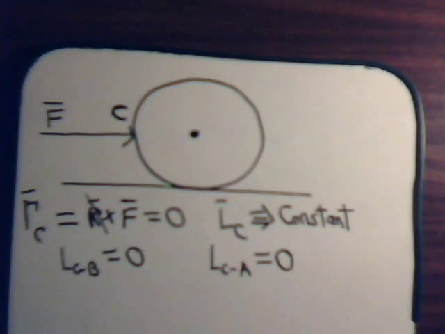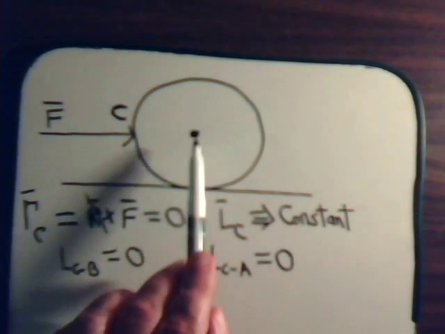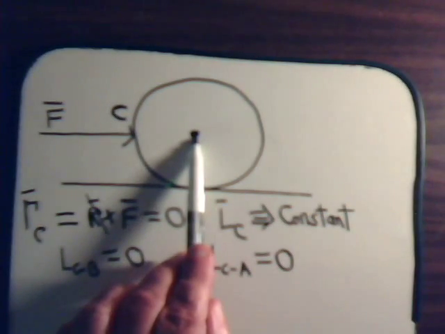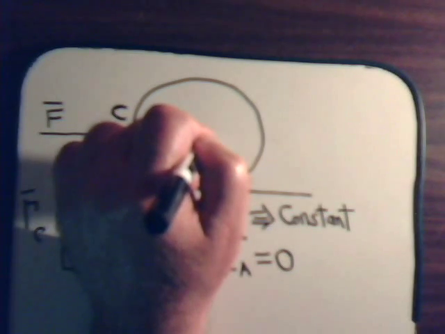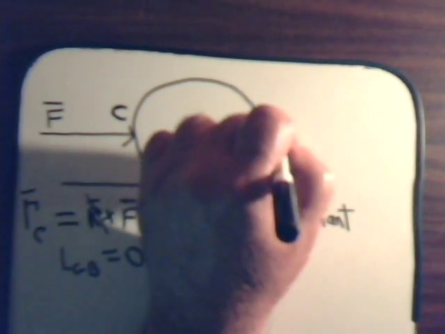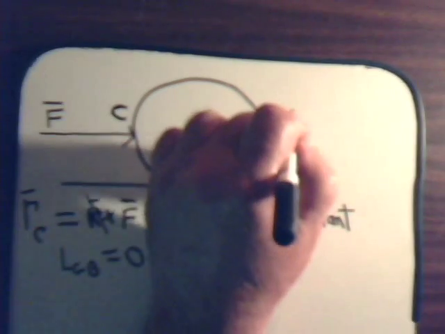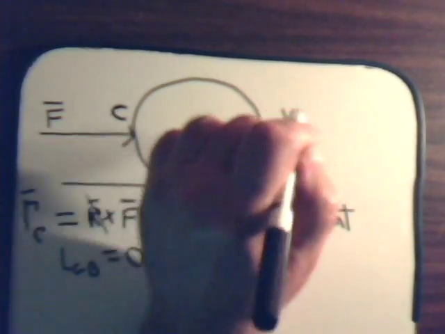Now, let's think of it in more detail. We know that even though this is 0, it has two components. The first component is the angular momentum of the center of mass with respect to point C. So right after the ball is struck, it does have a velocity, a linear velocity, v0.